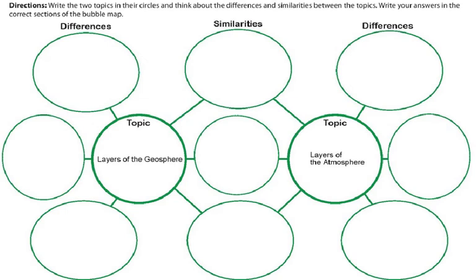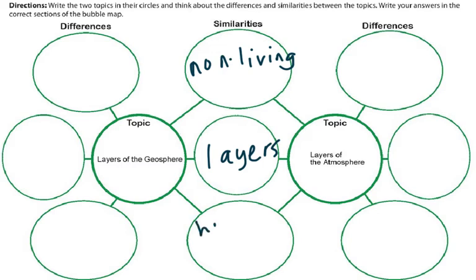So let's compare and contrast. What are some of the similarities and differences between the geosphere and the atmosphere? We'll start with the similarities. Well, first of all, like we've been saying, they're both made of layers. Next, they're both all non-living material. And last, I would say that humans interact with both of them.